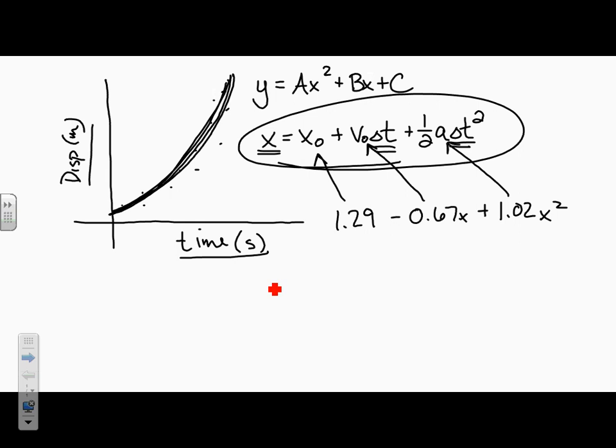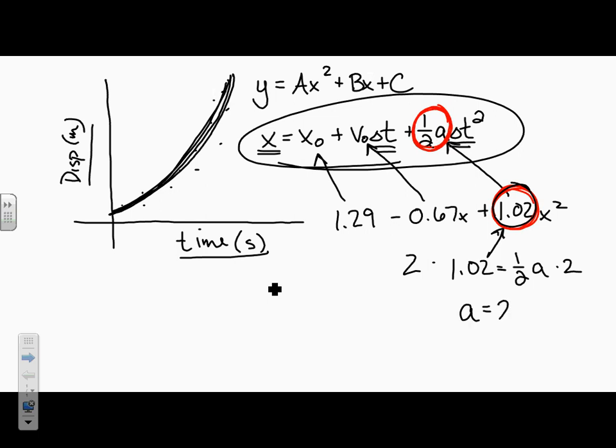So where are we going to get the acceleration from? Well, it's the term that's in front of the x squared term right here, but it's not exactly that term, right? Because let's face it, this number right here is actually 1/2 times the acceleration. So 1.02 is equal to 1/2 times the real acceleration. So all I have to do to get the acceleration is just multiply by 2 for that term that's in front of the x squared, and I should get the acceleration. So if I was using the data from that graph, right, my acceleration would be 2.04 meters per second squared.